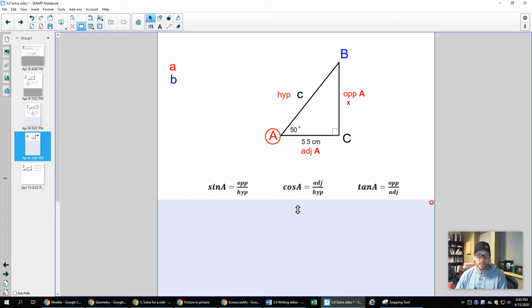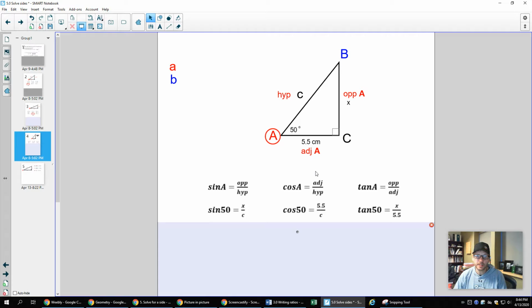Until we get really good at figuring out which ratio we're going to use, we're going to do a couple more questions where I want you to write out all three of the ratios: sine A, cos A, tan A. Opposite over hypotenuse, adjacent over hypotenuse, opposite over adjacent. So I want to make sure we know all three ratios. I want us to practice writing in the information for the ratios. So sine of 50 is opposite. We said that's x. And hypotenuse is little c. So it's x over little c.